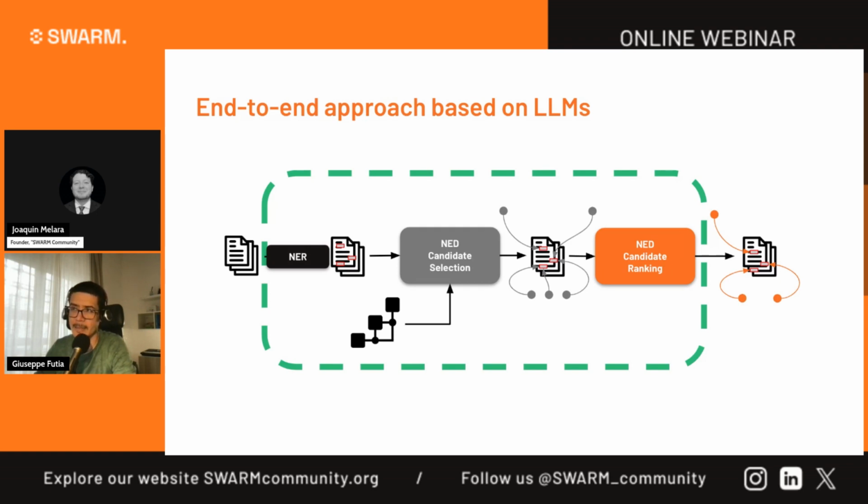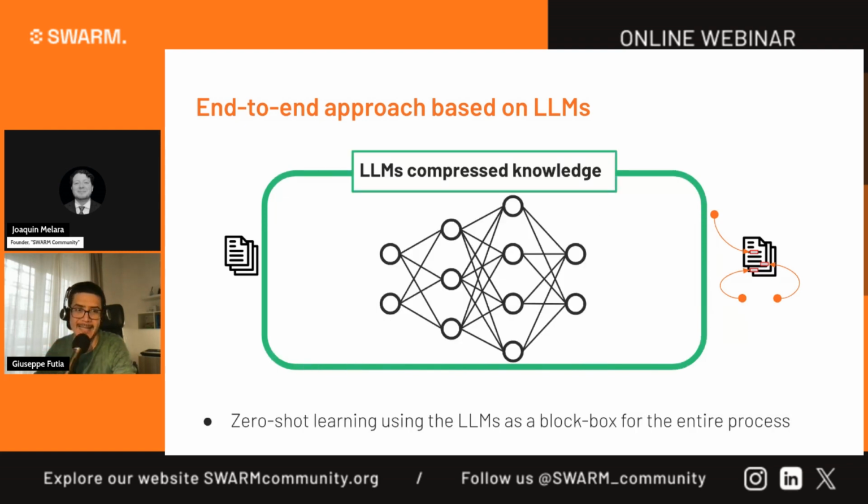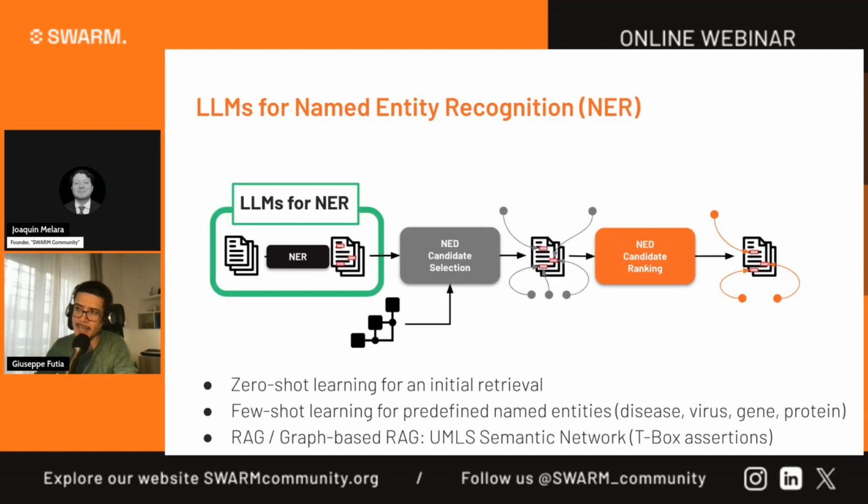But if we decide to apply an end-to-end approach fully based on LLMs, then we decided to leverage the compressed knowledge of LLMs for the full task, right? So zero-shot learning, but as we have seen in the example, this is not so effective, right? Due to the limitation of knowledge of large language models. So we can try to make an effort at the level of the single step, of the single phase, and try to see how we can combine the other ingredients.